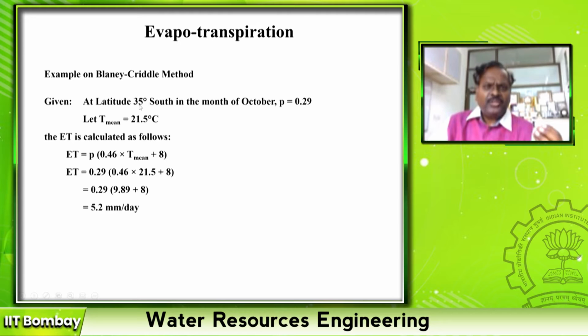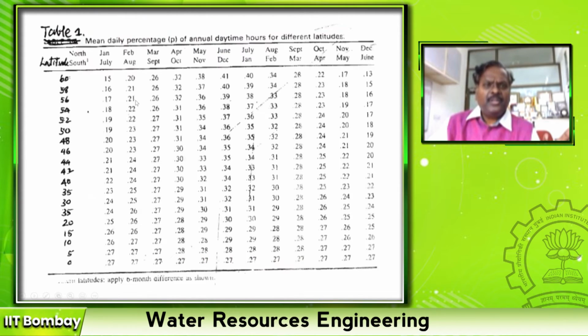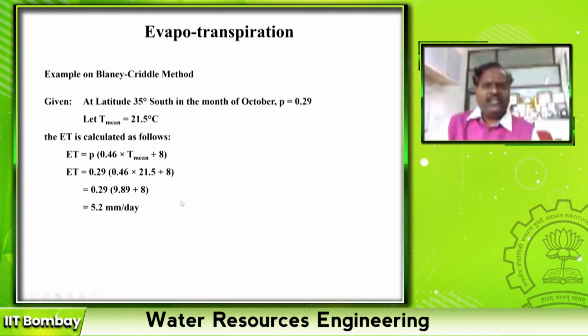At a latitude of 35° south in the month of October, this is the data. Latitude is 35° and south hemisphere. Month is October. Go to this table, 35° south in the month of October. So it is 0.29. So P is 0.29.